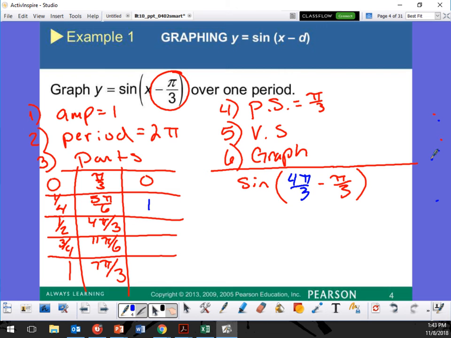Did you do this math? Please do the math. You might be okay for today because there's the pattern, but there's not always going to be the same pattern. So, do the math. 4/3 minus 1/3 is 3/3, which is just 1 pi. Now, at pi, what is the sine?